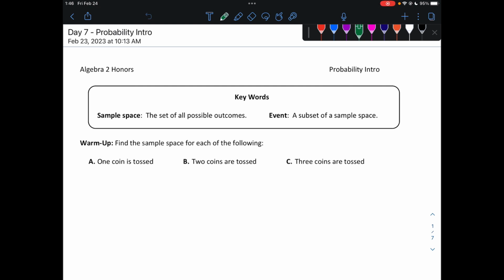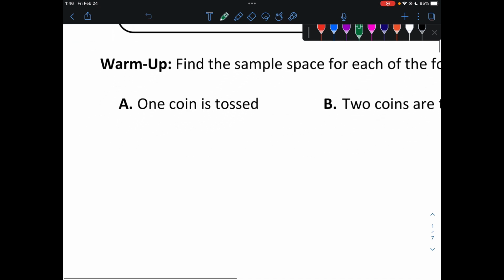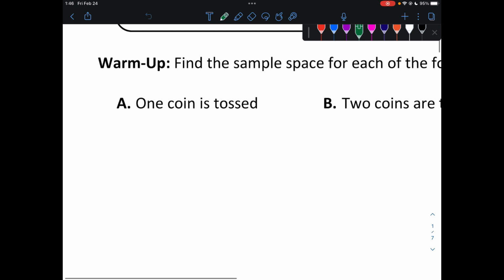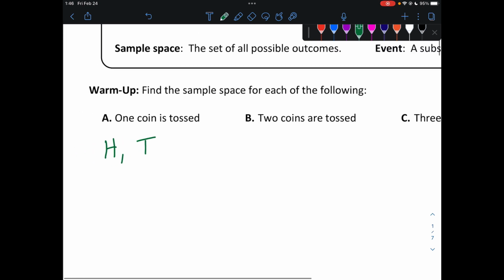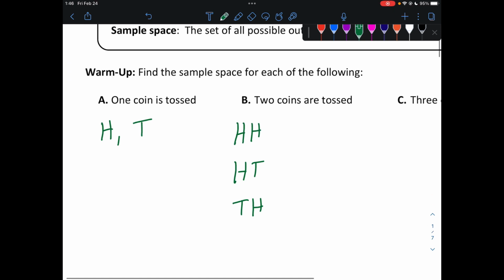So let's find the sample space for each of the following. First one, tossing one coin. What's this going to be? Either, we'll just say H for heads or T for tails. That's our sample space. Okay. Two events. Two coins are tossed. Well, it's either going to be HH, heads, heads, HT, heads, tails, TH, tails, heads, or TT, tails, tails. So that'd be four different events.